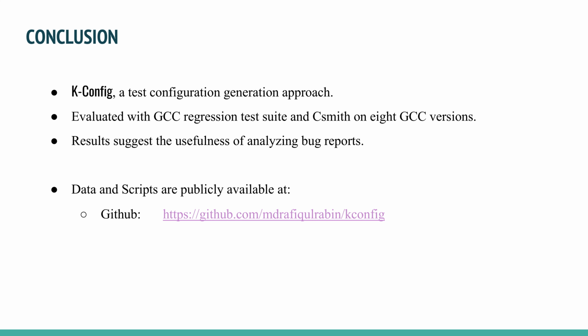And the results show that in all versions of GCC we experimented with, our kconfig approach could find more miscompilations than the other approaches and cover more statements, branches, and functions than the other test generation approaches that guide Csmith.